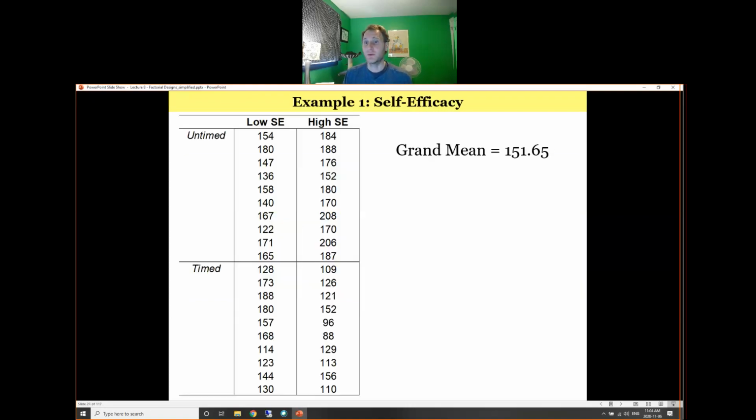Moving along, we can do the same thing with the untimed condition. We have our untimed mean, where I'm just ignoring self-efficacy. It doesn't matter what self-efficacy condition you're in. All of these people, highlighted in yellow, are in the untimed condition, and their mean is 168.05. Likewise, the mean for the timed condition is 135.25.